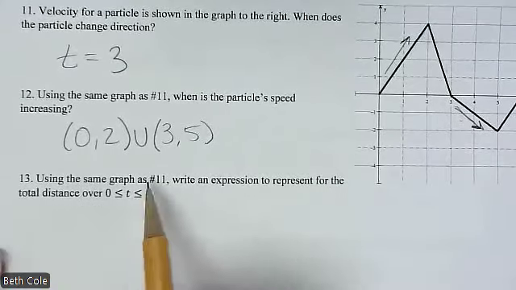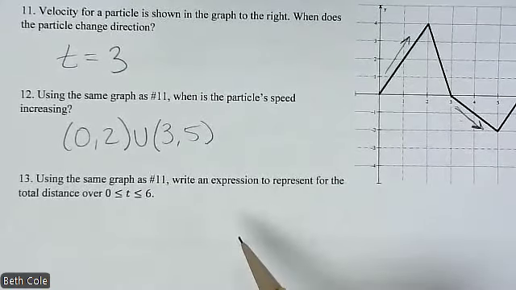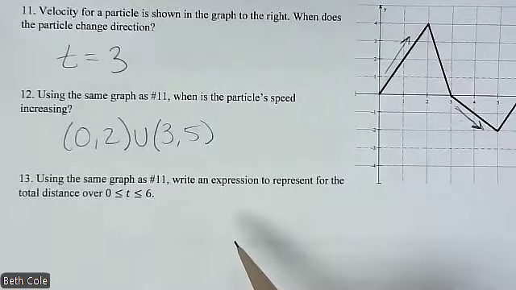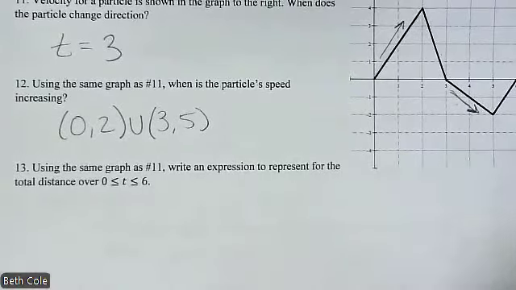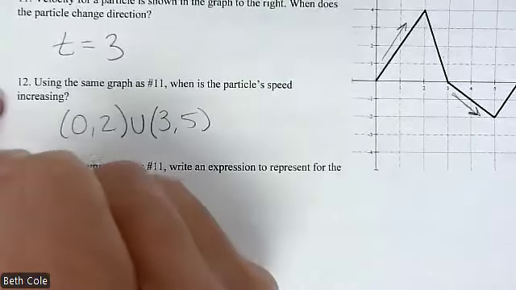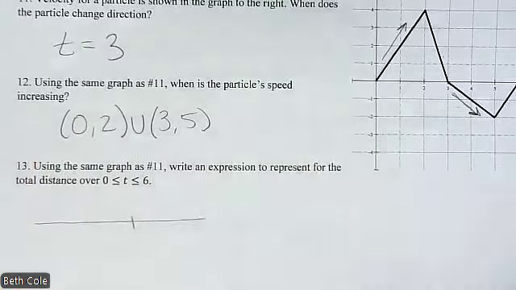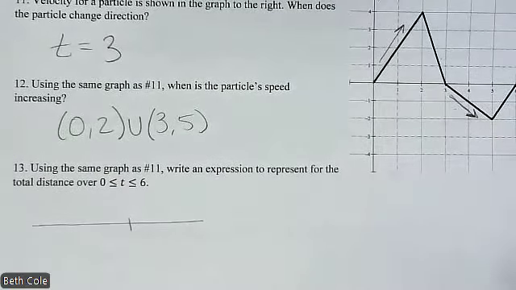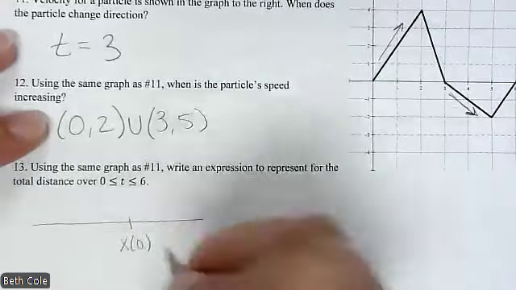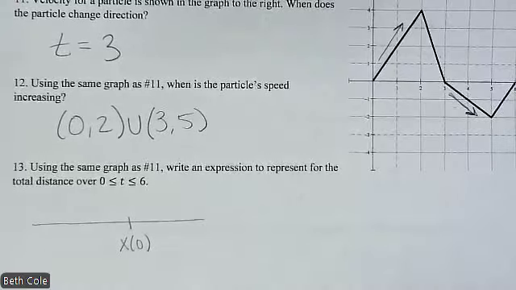Cool. All right, using the same graph, this one's really weird. Again, I'm the messenger on this one. I'm giving it to you because I saw one like it on AP Classroom. We want to write an expression for the total distance from 0 to 6. I'm going to draw you a visual. I don't know exactly where we started because this is not a position graph, it's a velocity graph. But I'm going to call it x of 0. They use x on the quiz, so that's what I'm going to use.